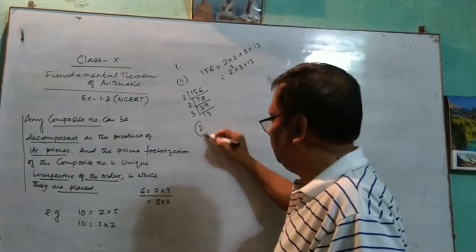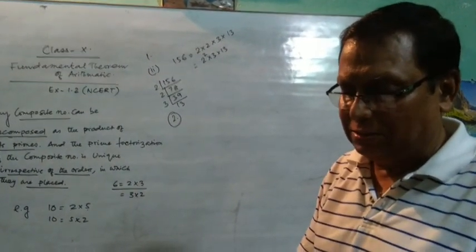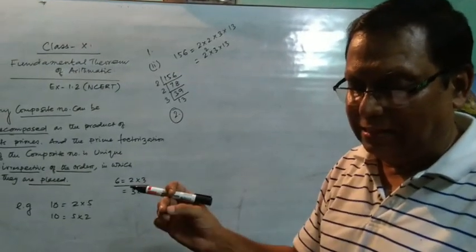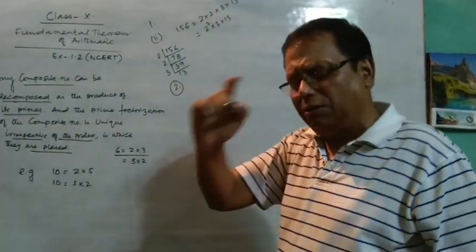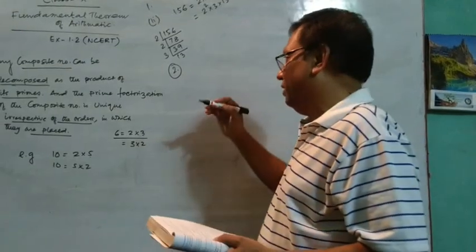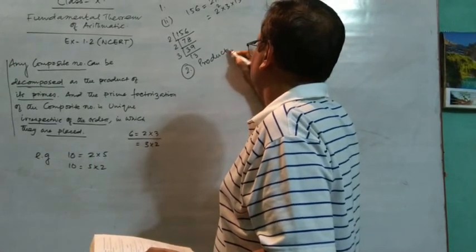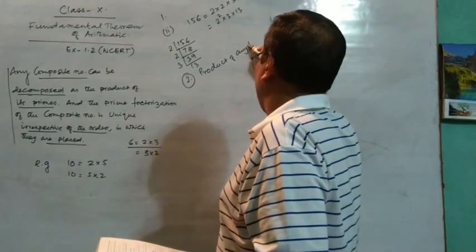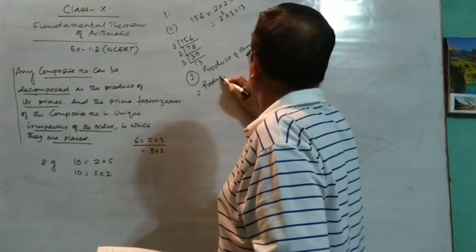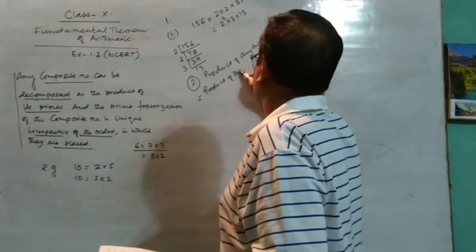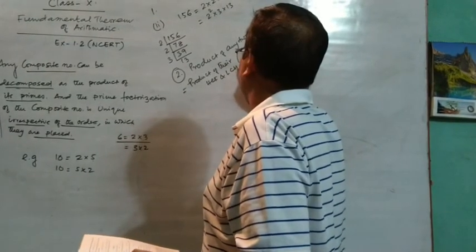Question number 2. Find the LCM and HCF of the following numbers and verify that LCM into HCF is the product of the two numbers. An interesting property you have learned in your earlier class also. Let me recap once again. The product of any two numbers is equal to the product of their HCF and LCM.